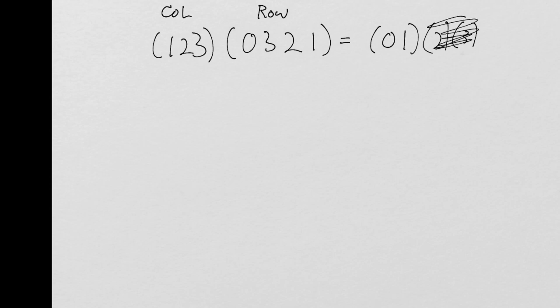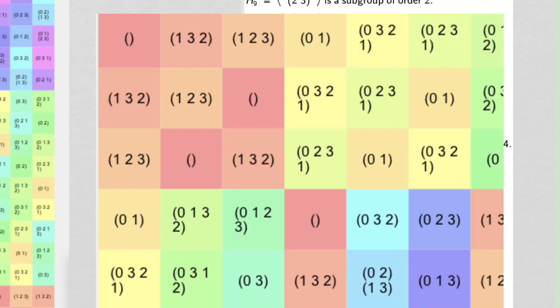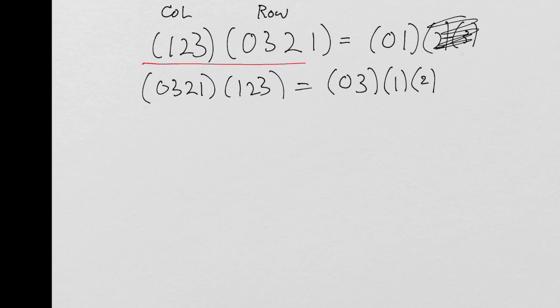Now, if the table works the other way around, it would be 0, 3, 2, 1 times 1, 2, 3, right? And that would equal the 0, 3 cycle like this. So let's see, what is the actual answer? The actual answer is, let me draw it here, 0, 1, which is the first case. So they're doing column on the left, row on the right. Okay, fair enough.